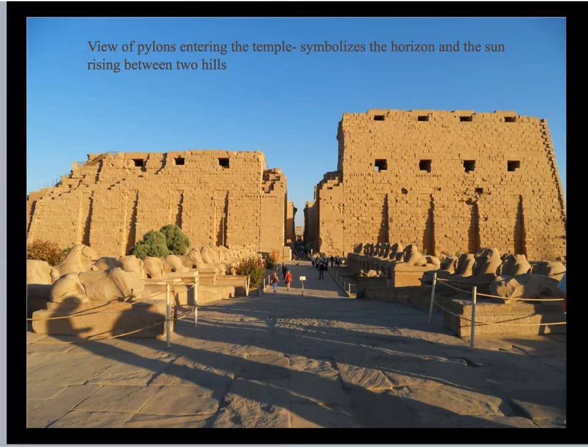Here's another view of the ruins of the pylons today, and they are supposed to symbolize the horizon and the sun rising between two hills. So you can kind of see how they'd be two hills, and then if the sun came up between them, how powerful that would be.